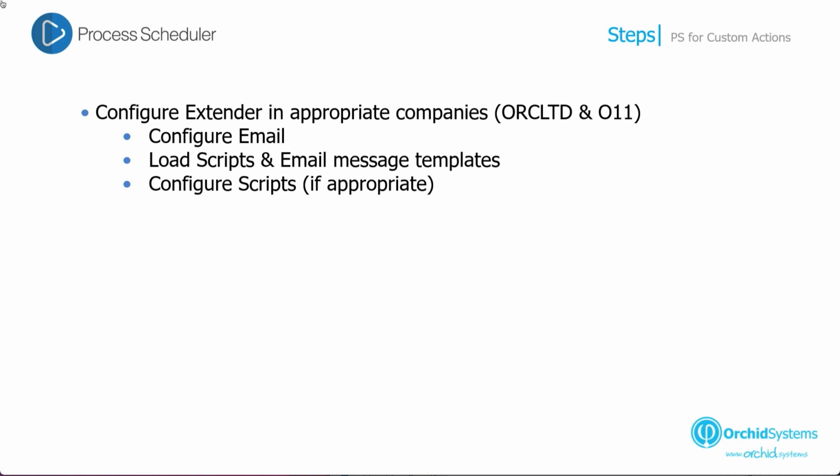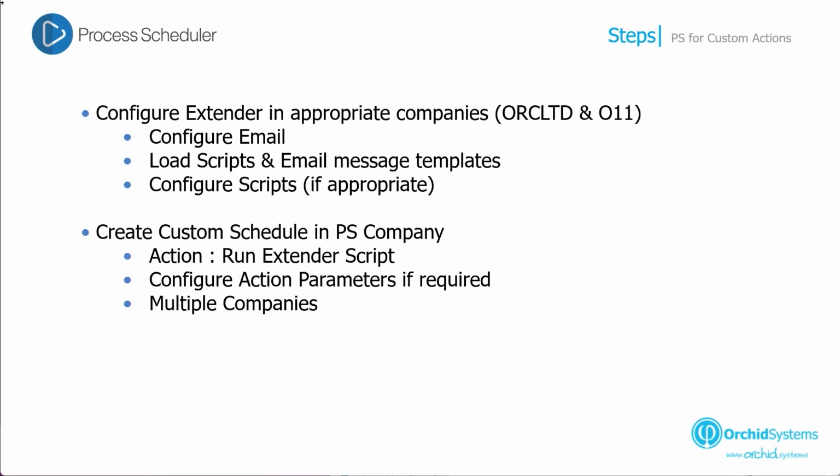And once Extender is loaded and configured in all the companies that we want to run these notifications and alerts, then you go to your Process Scheduler company and you create a schedule. The action is to run an Extender script. You select the company and the script that you want to run, and then you have as many rows as many companies and scripts that you want to run. And we're going to go ahead and create such a schedule, test the schedule, and then schedule it using the Windows Task Scheduler.